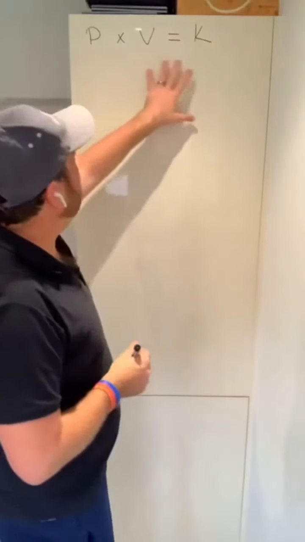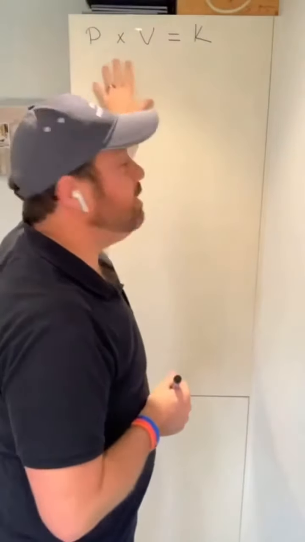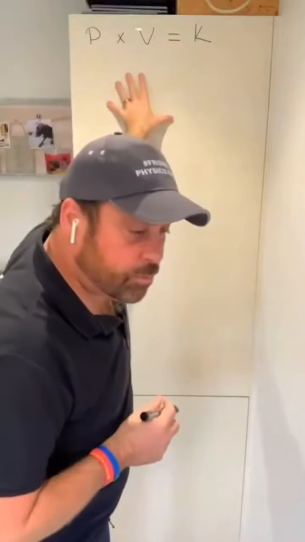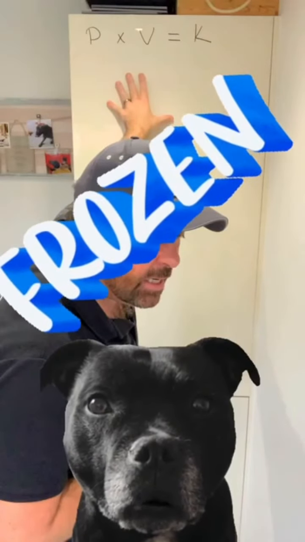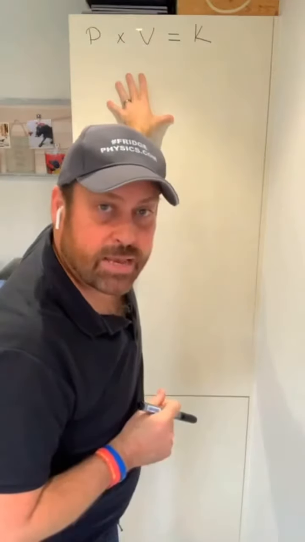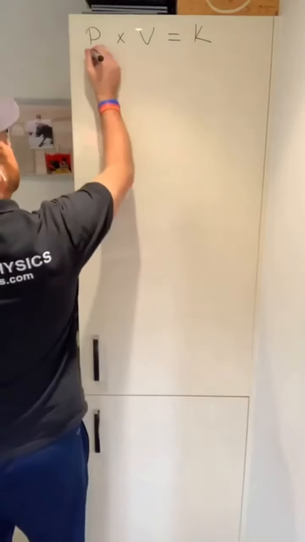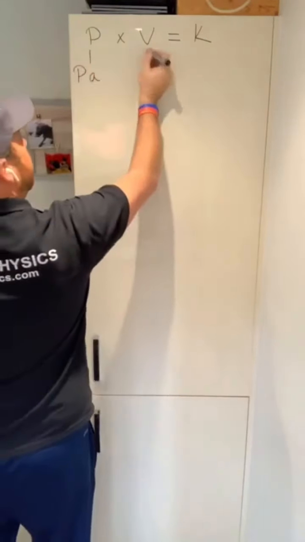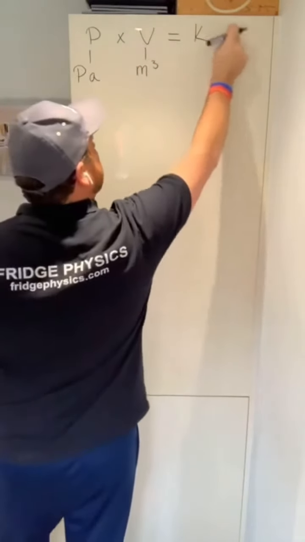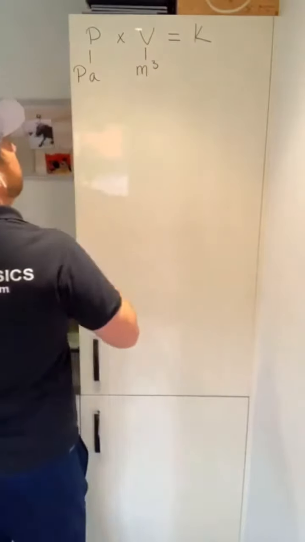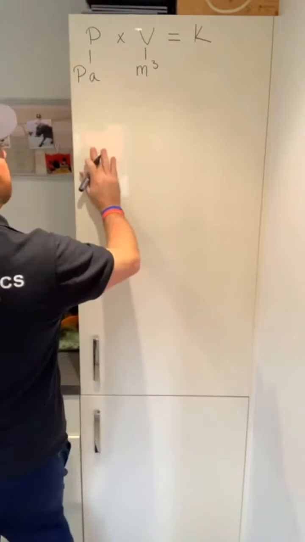So coming back to our equation, so P for pressure is measured in, what's pressure measured in, Millie? The unit for pressure is the Pascal. That's right, the Pascal. So that's Pa. Volume is measured in meters cubed, and then we've got our constant here, which there's no unit for. So let's look at an example.